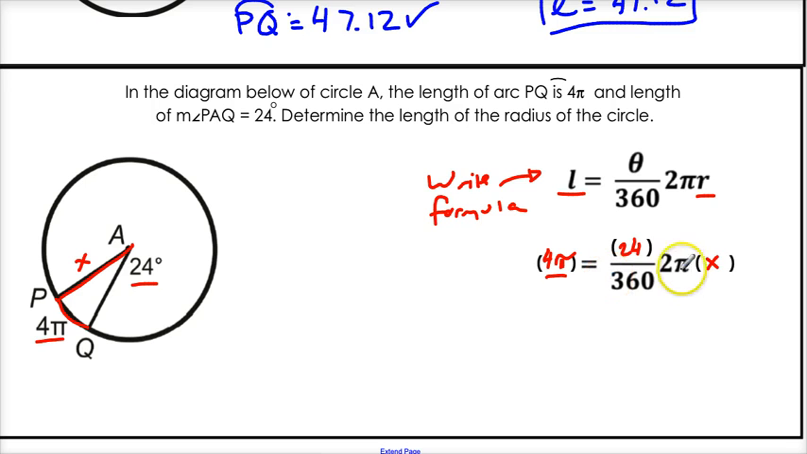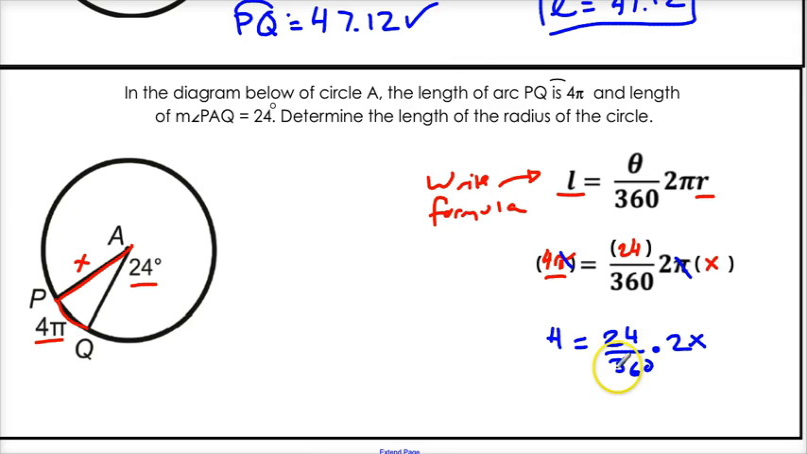We're going to do kind of like what we just did in the last one. First, we're going to start off by canceling out the pi's in this case. There's nothing to square, so let's cancel out our pi's. And what we get is 4 is equal to 24 over 360 times 2x. Now, if you remember from the last problem, I want to get rid of this pesky 360.